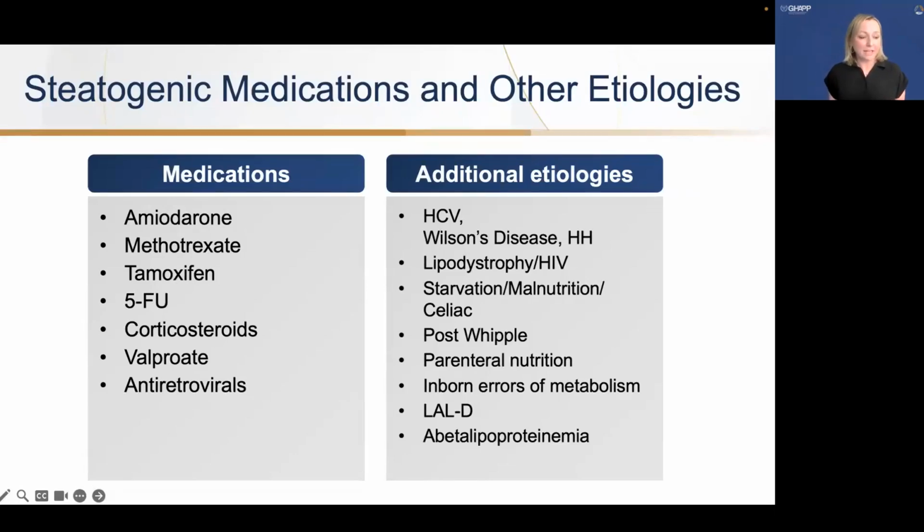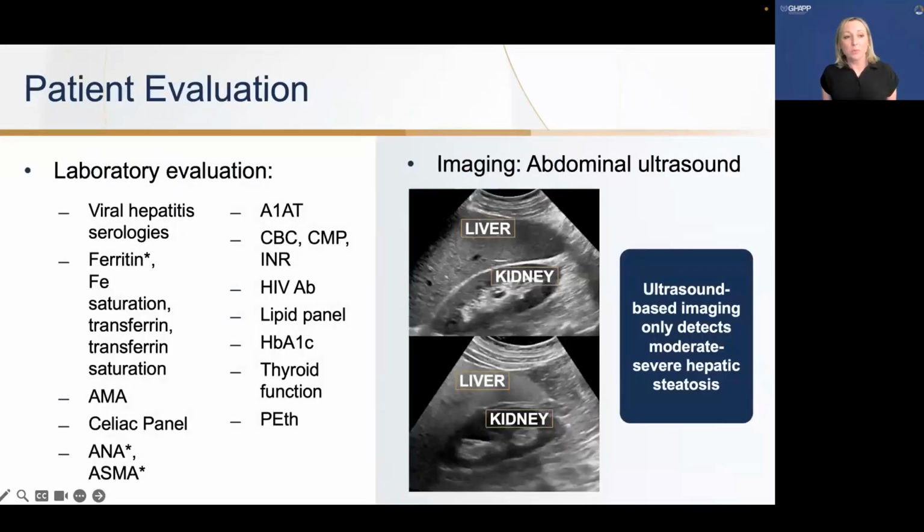And then you want to look at any other reason for elevated liver enzymes, any other etiologies that may contribute to chronic liver disease. This may be viral hepatitis, Wilson's disease or copper overload, hemochromatosis, lipodystrophy in the setting of HIV, a history of anorexia, a history of chronic disease that caused a lot of malnutrition, celiac disease, post-Whipple, parenteral nutrition, any inborn errors of metabolism, ALD, or some protein deficiencies.